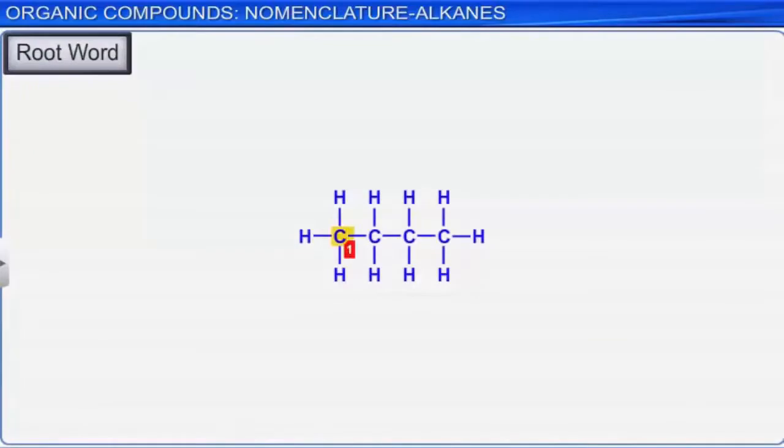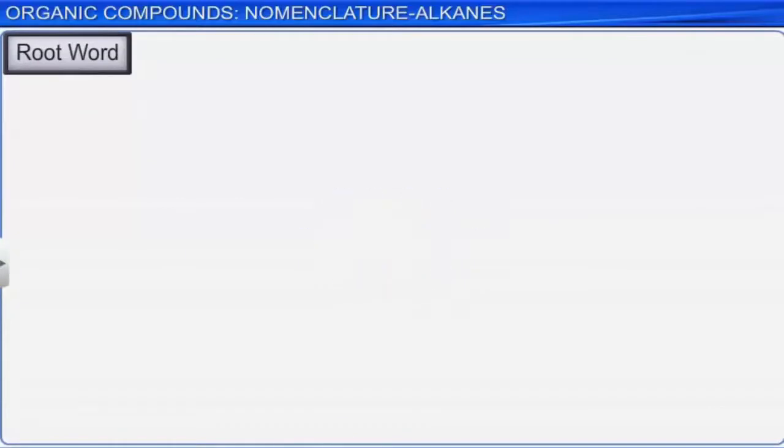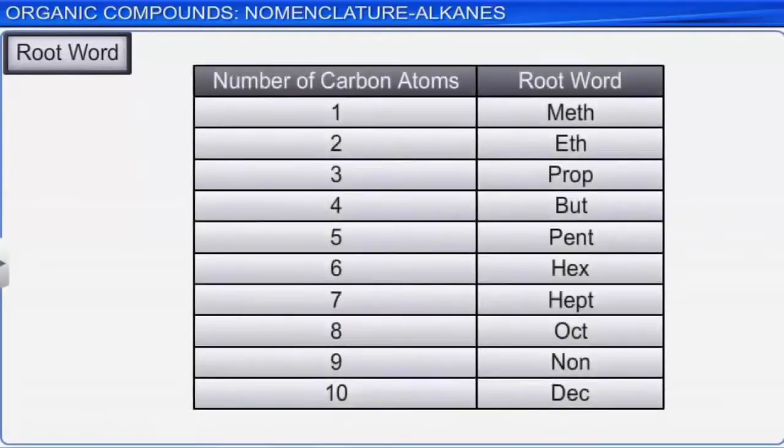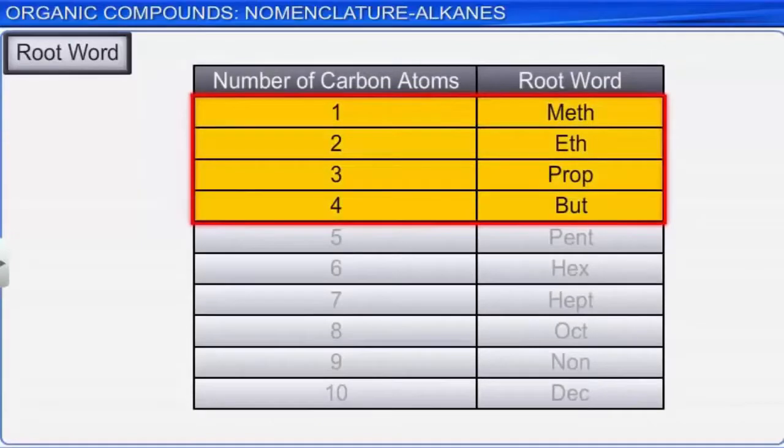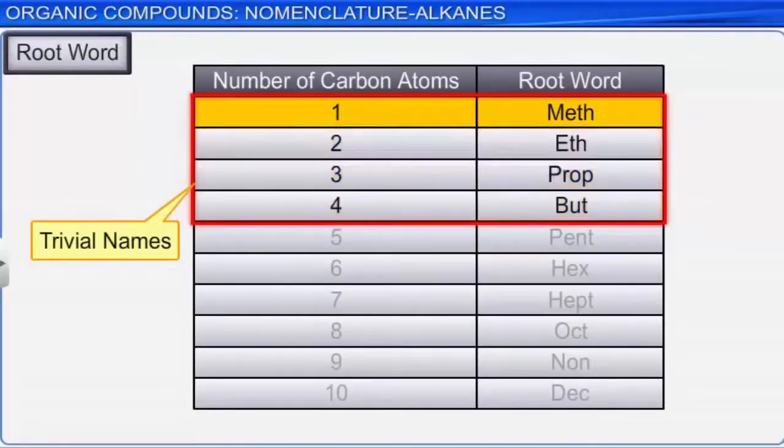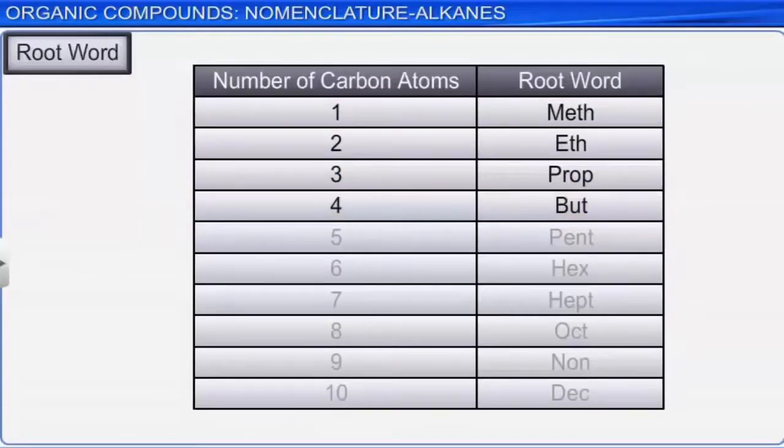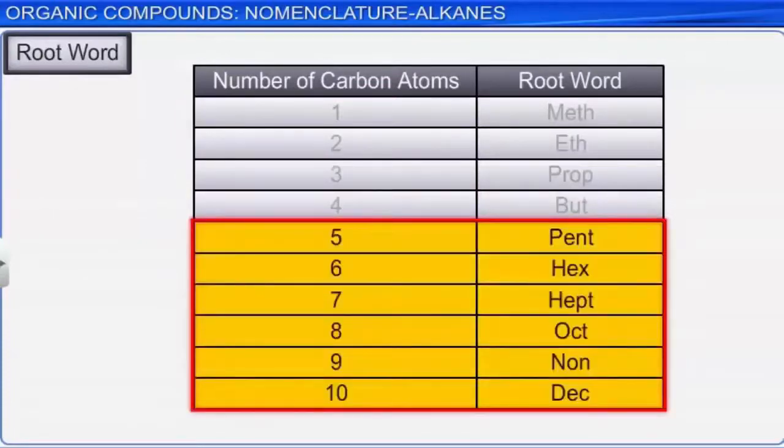A root word indicates the length of the continuous selected carbon chain. A chain which consists of up to 4 carbon atoms is assigned special root words from their trivial names. Thus, the root word for 1 carbon atom is meth, 2 carbon atoms is eth, 3 carbon atoms is prop, and 4 carbon atoms is but. A chain that consists of more than 4 carbon atoms is assigned a root word derived from the names of Greek numerals.